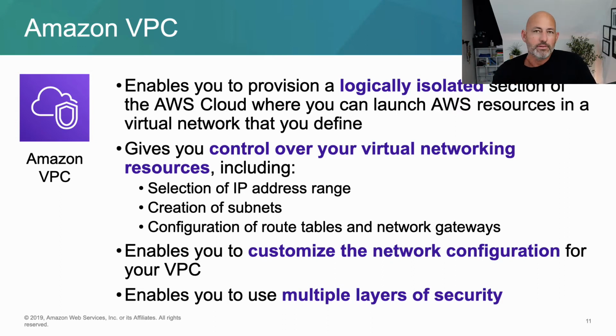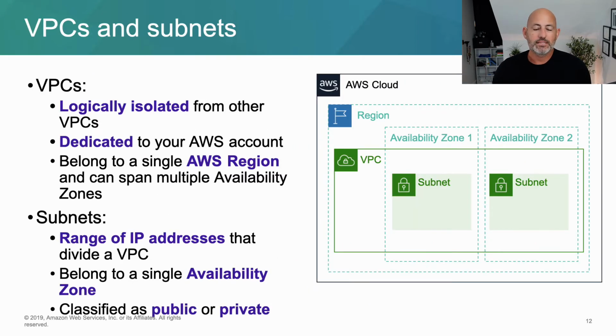I know a lot of people talk about things like the metaverse and all this stuff. Well, this is the same concept: whatever you can imagine, you can do inside of this virtual networking. And this enables you to use multiple layers of security all at once. And so VPCs and subnets: VPCs are logically isolated from other VPCs. They're dedicated to your AWS account, and they belong to a single AWS region. You can span multiple AZs, or availability zones. You can see here in this diagram that inside of your region you could have multiple availability zones, and the VPC would basically span across those.